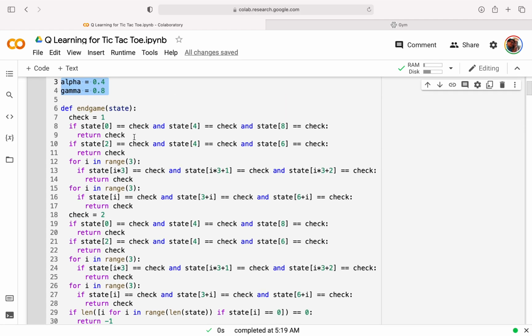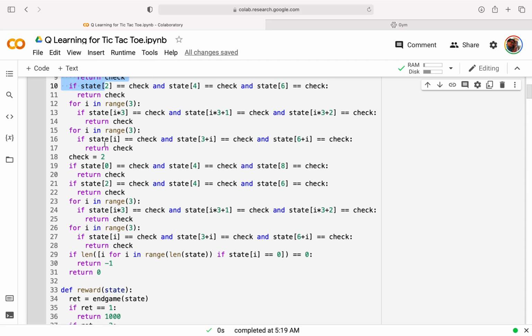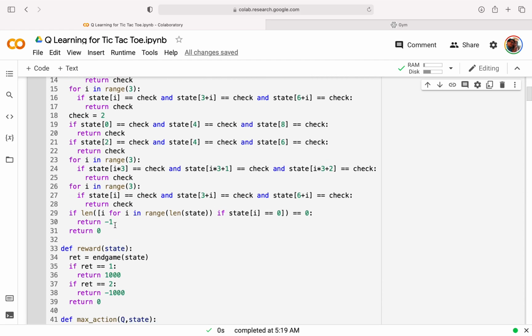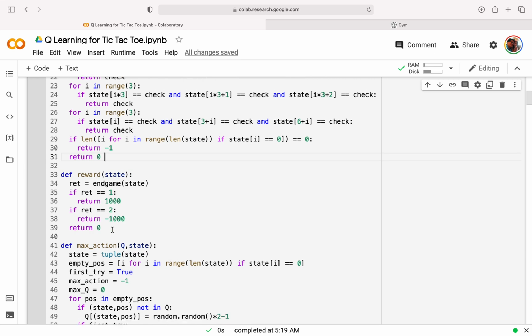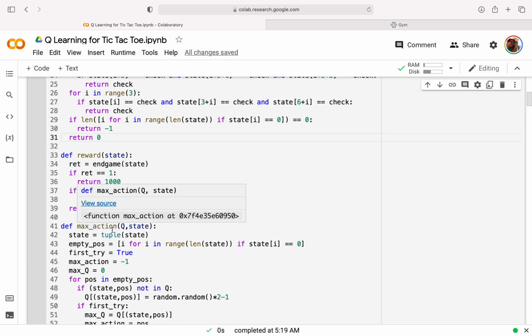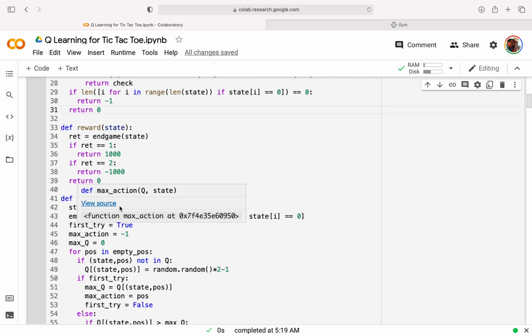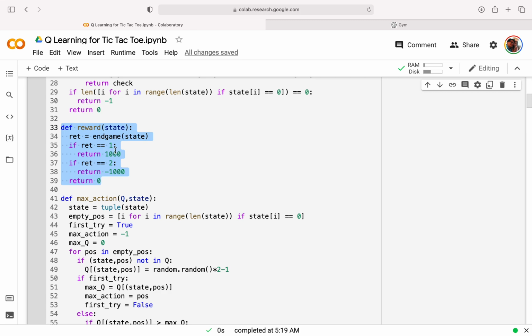And this one, no worry, is the end game function to check whether this is an end game position or not. That is, someone has already won the game. So the reward is given if someone has already won.